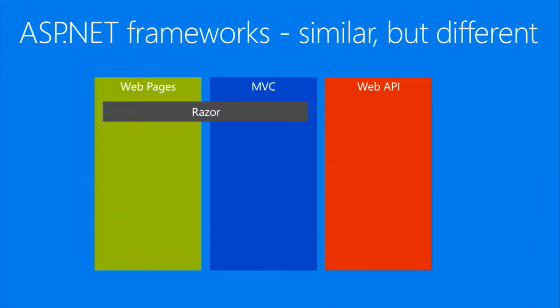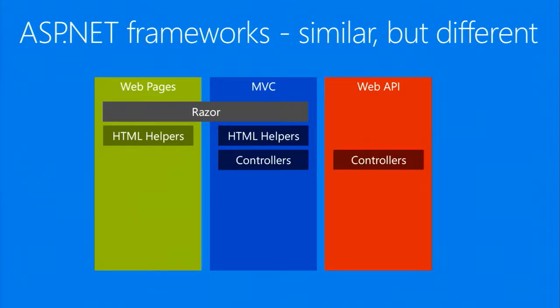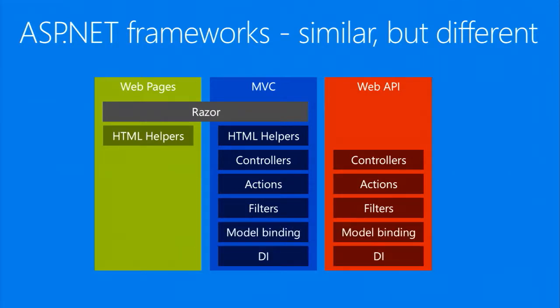Like Web Pages and MVC today, they share Razor, but their HTML helpers are completely different. With MVC and Web API, even though they look very similar, like they both have controllers, they both have filters and those types of things, they actually don't share any implementation code at all. So when we move to ASP.NET 5 and we're thinking about how we can build our new web platform on top of this framework, we wanted to have something that was more unified. Avoid the duplication in concepts, avoid the duplication in code so that we have less to maintain, so we can ship you features faster, and also just make it less confusing.